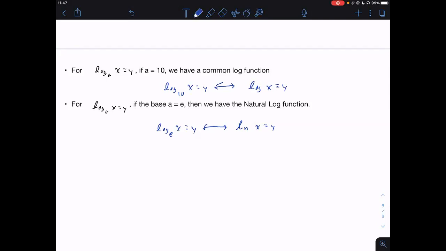Now suppose, for example, we want to evaluate the natural log of 4 equals y.